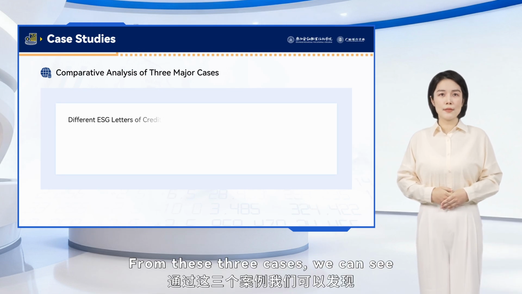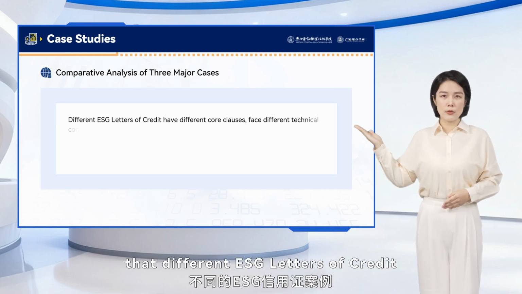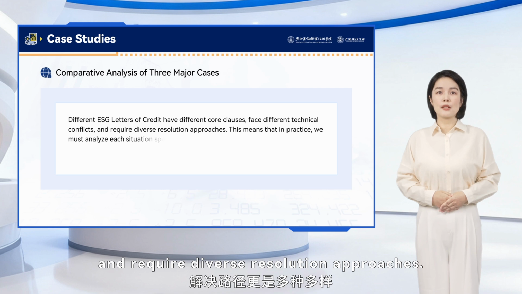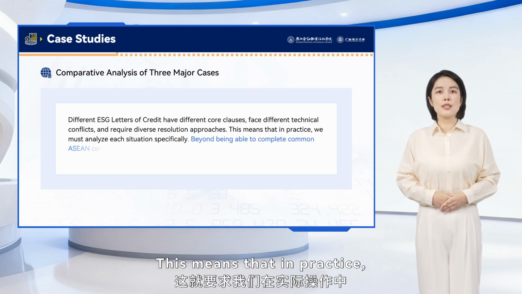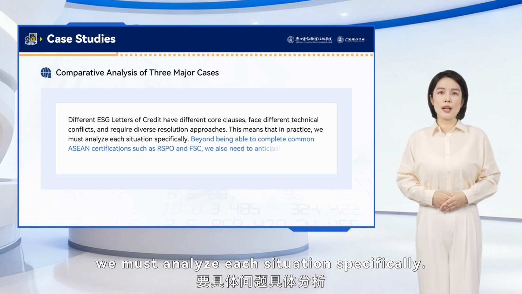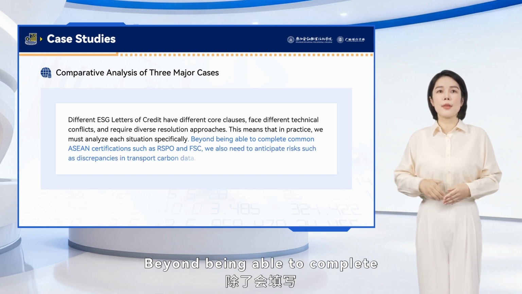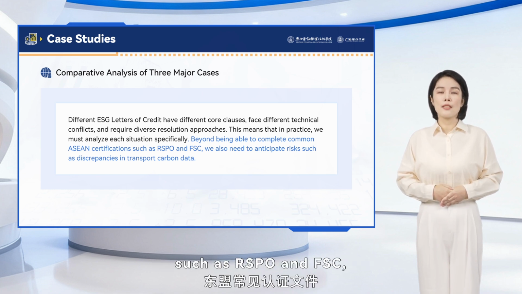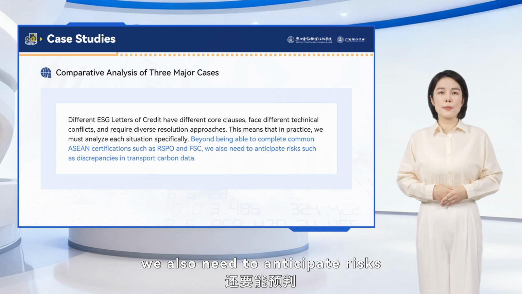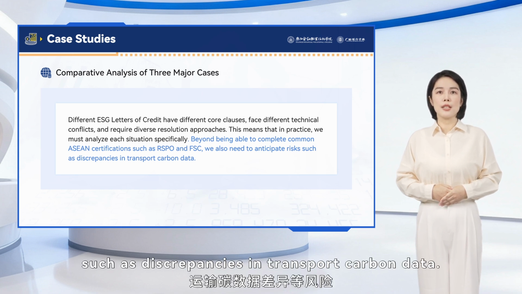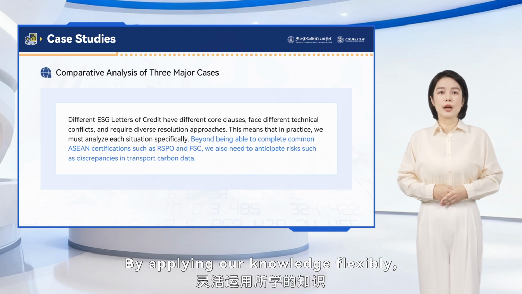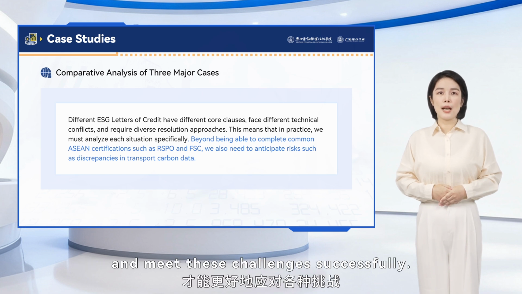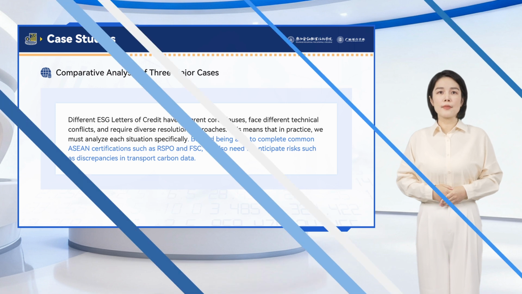From these three cases, we can see that different ESG letters of credit have different core clauses, face different technical conflicts, and require diverse resolution approaches. This means that, in practice, we must analyze each situation specifically. Beyond being able to complete common ASEAN certifications such as RSPO and FSC, we also need to anticipate risks such as discrepancies in transport carbon data. By applying our knowledge flexibly, we can handle various scenarios more effectively and meet these challenges successfully.